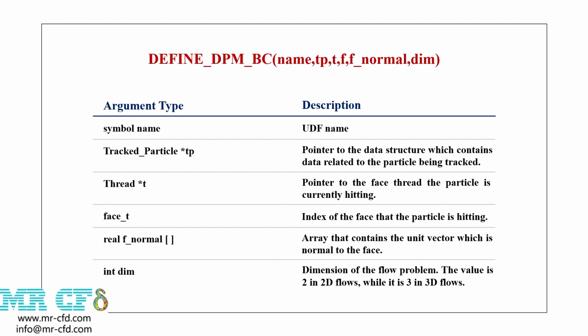The fourth argument is the index of that surface from the desired surface thread of discrete particles that are colliding. The fifth one represents the unit normal vector, or perpendicular to the surface. The sixth argument indicates the dimensions of the problem under consideration. These dimensions can be expressed in 2 or 3 dimensions.